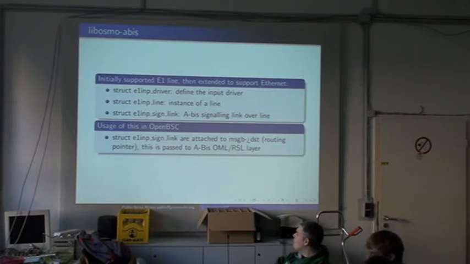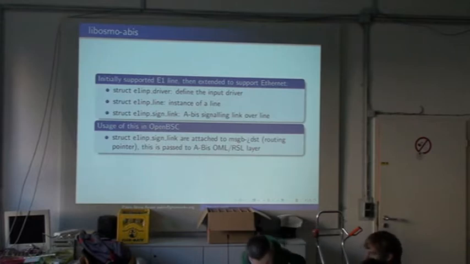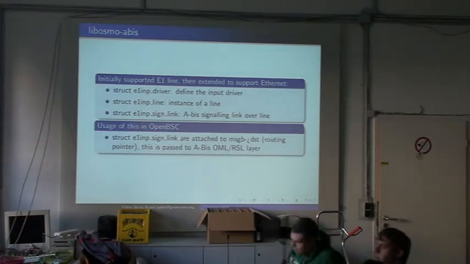And then the E1 input line, which is an instance of a line, and it basically creates that instance based on the definition that is available in the driver. And then there is another object that is quite important because it allows us to route the signaling messages, which is the E1 input sign link. And that object is attached to the message buffer. So it is passed to the A-bis OML RSL layer, which is available in OpenBSC.